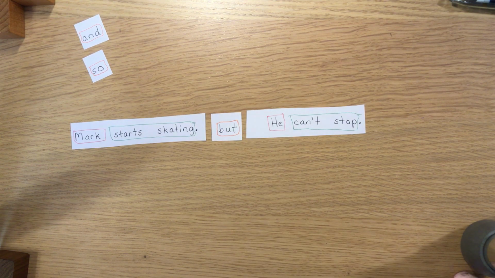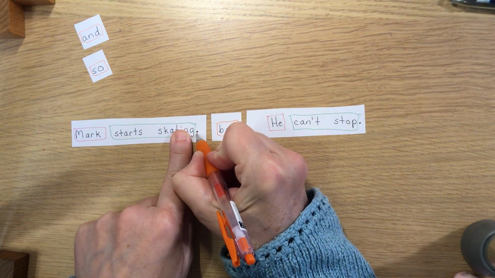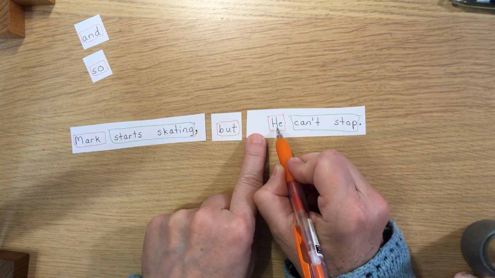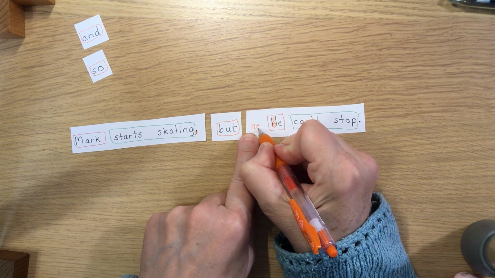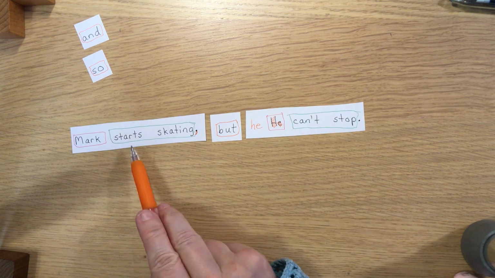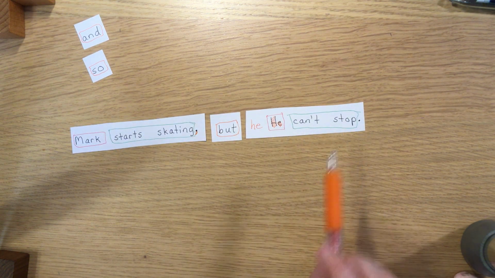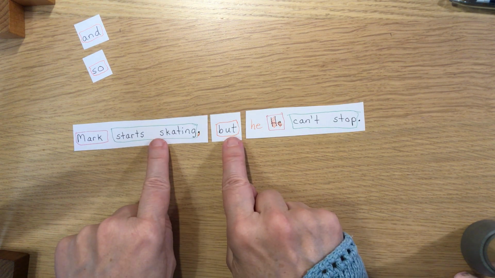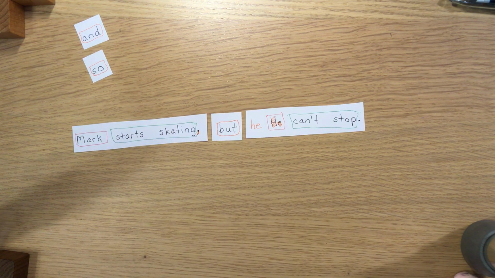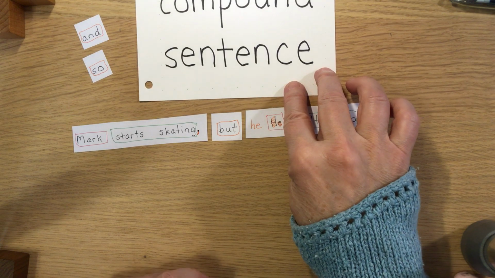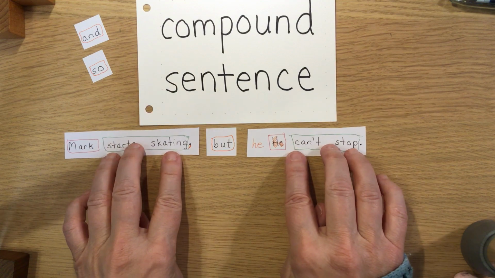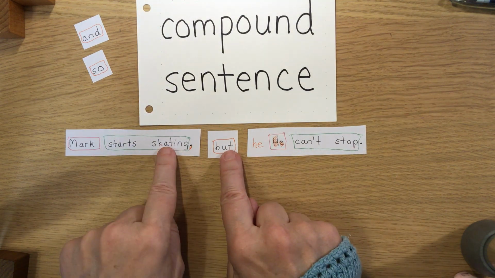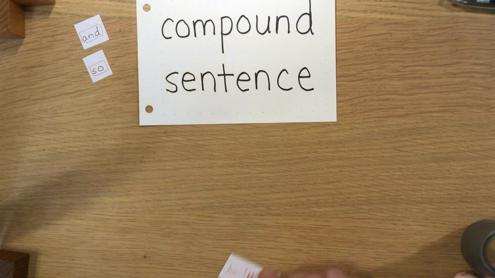So what we're going to do is we're just going to change this first period into a comma. And then we need to change this capital H into a little h. So we will say he. Mark starts skating, but he can't stop. So that is how we can make a compound sentence. Let's see if we can do one with so.